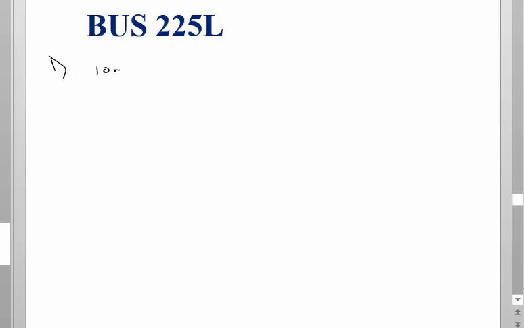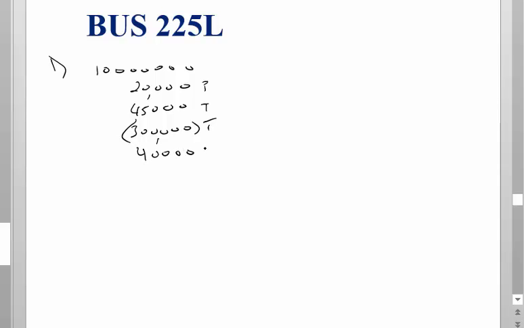So we have $10 million of income. We have $20,000 of non-deductible penalties, so that's perm. An increase in the bad debt reserve of $45,000, so that's an add-back. Tax depreciation in excess of book of $300,000, so that's a deduction. That's temp. Meals and entertainment of $80,000, so we're going to add back $40,000, and that's perm. And that's it.